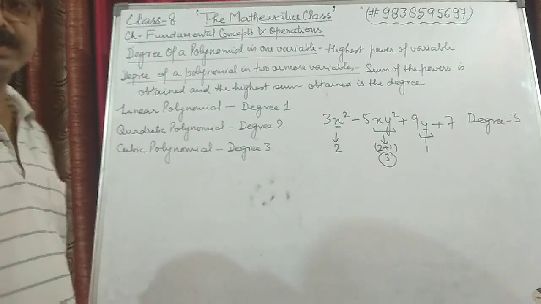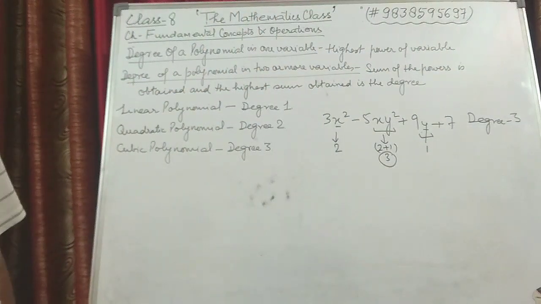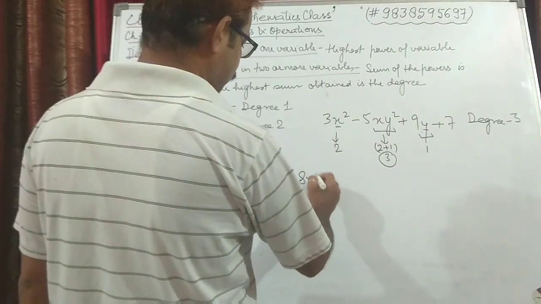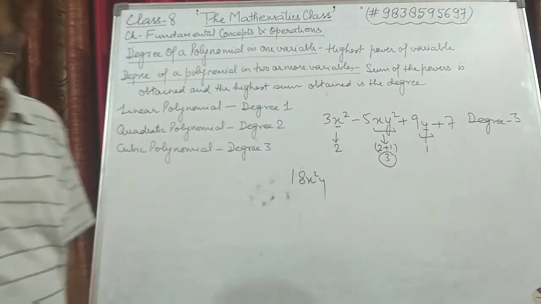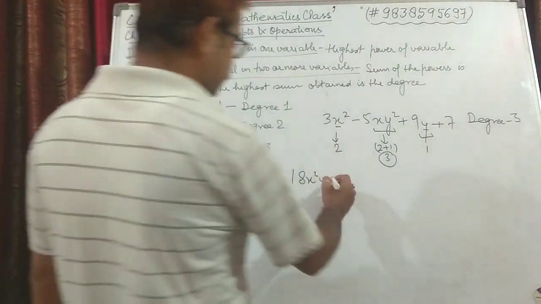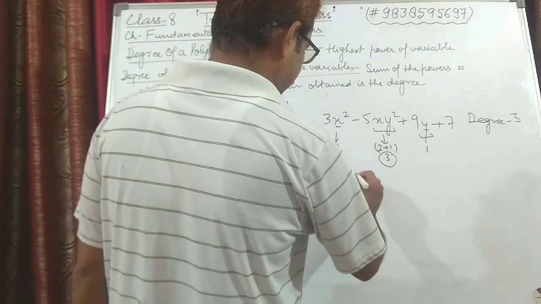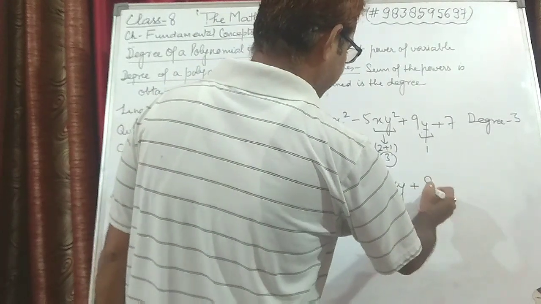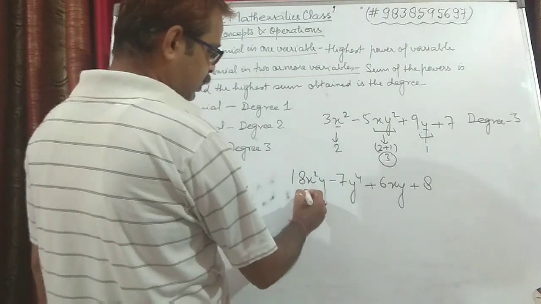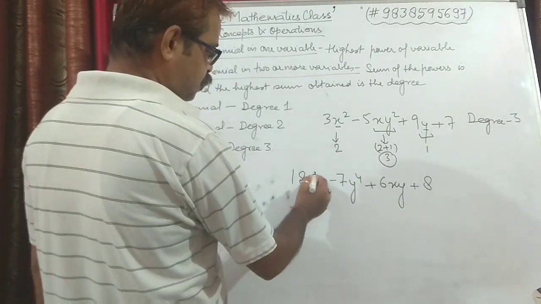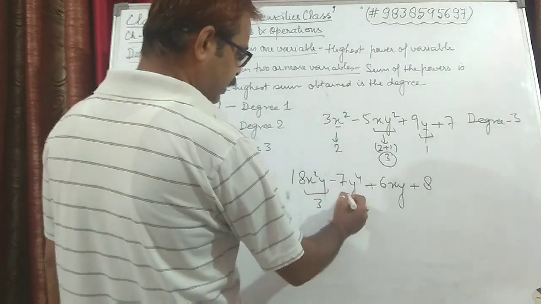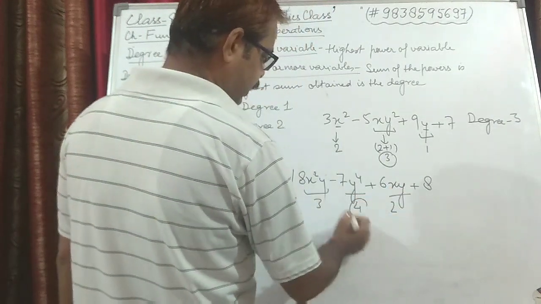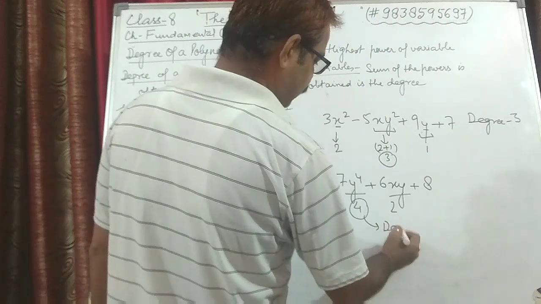Now let's take one more example. Let's say 18x square y minus 7y to the power 4 plus 6xy plus 8. Sum of the powers: 2 plus 1, 3. Here 4, and here 1 and 1, 2. So what is the degree? 4 will be the degree.